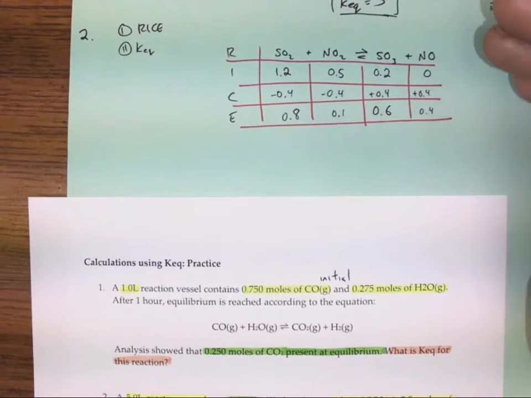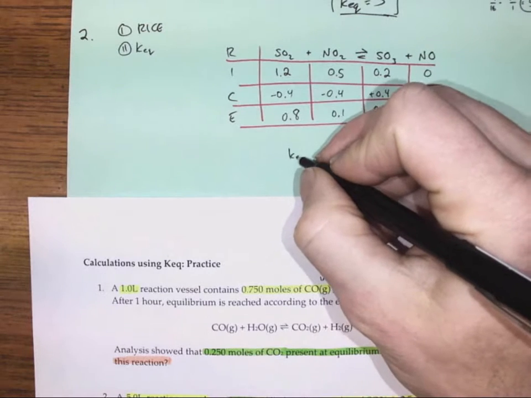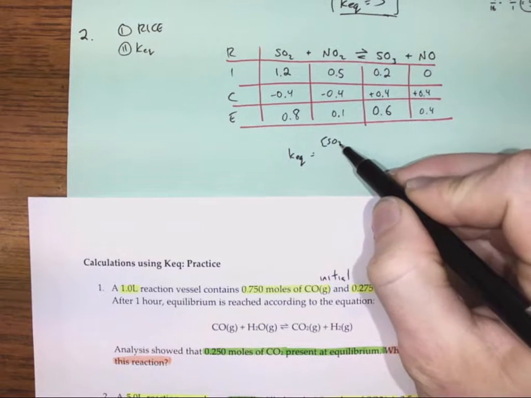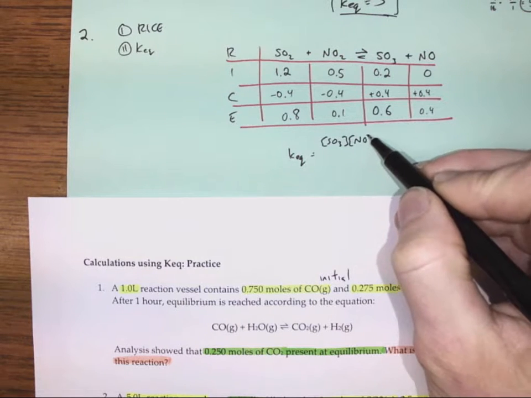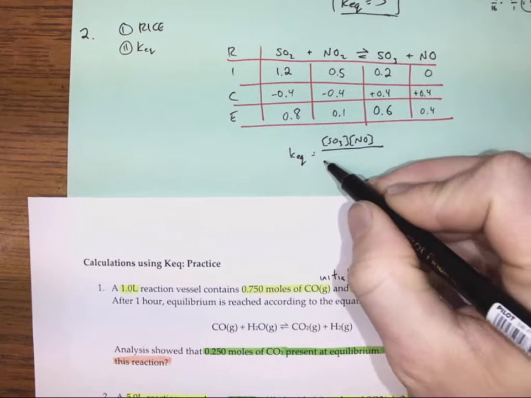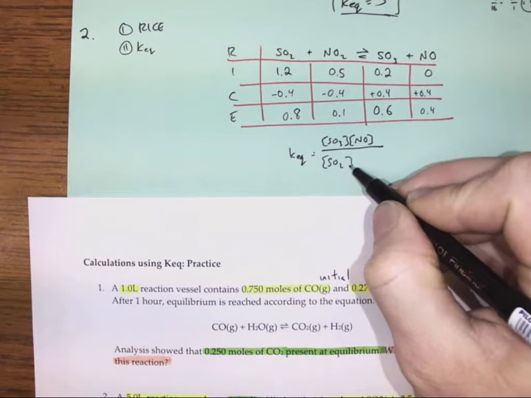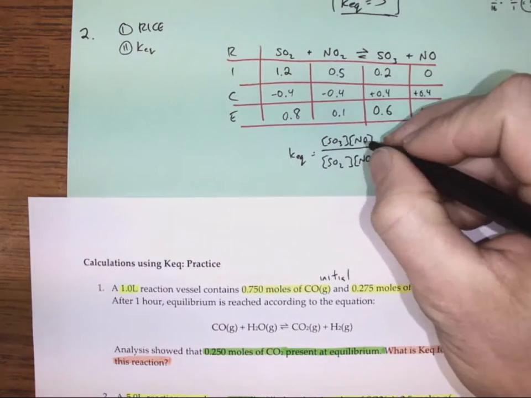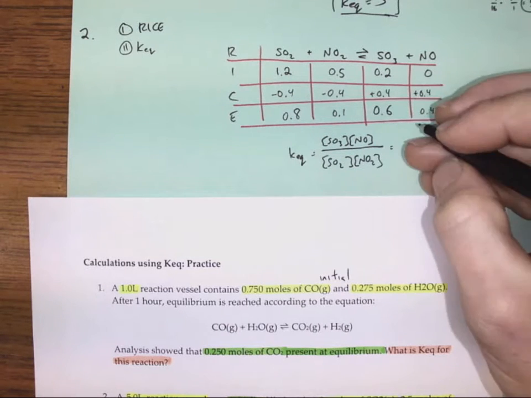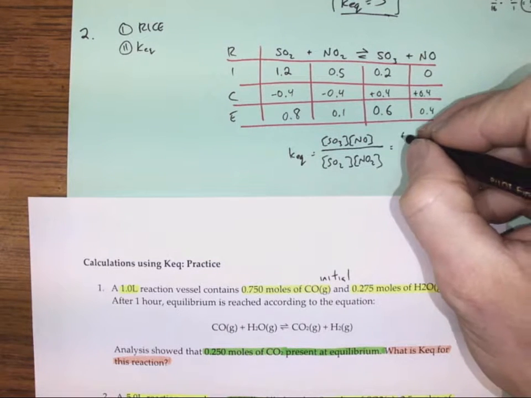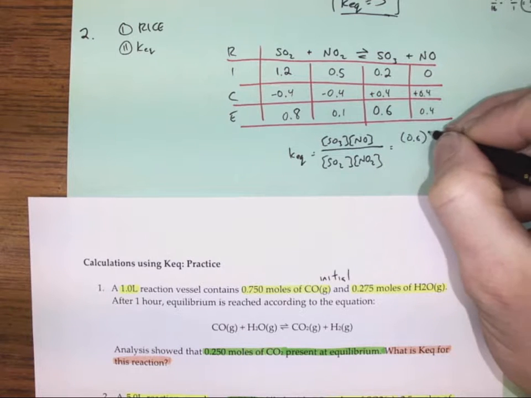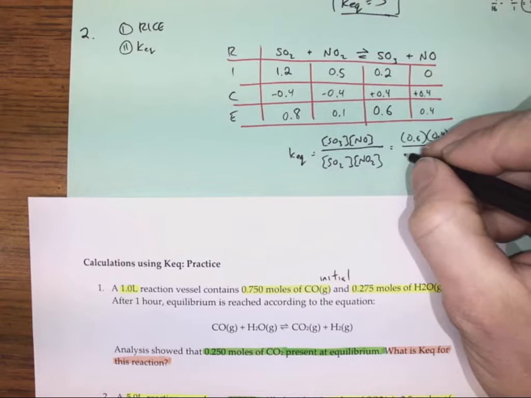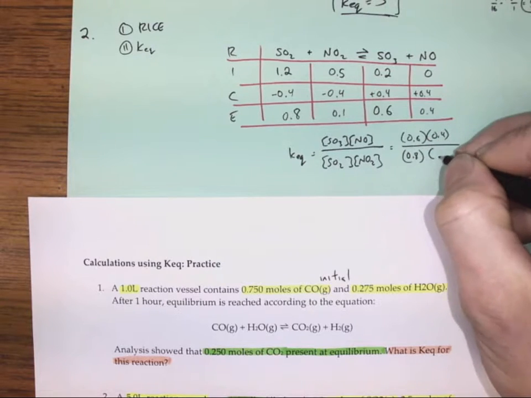And I think this is sufficient to give a KEQ, or equilibrium expression. So I've got my concentration of sulfur trioxide times my nitrogen monoxide divided by my sulfur dioxide and nitrogen dioxide terms. And those are concentrations. Square brackets means concentration. So then I'm going to just write in here, I've got 0.6 times 0.4, and that's 0.8 times 0.1.